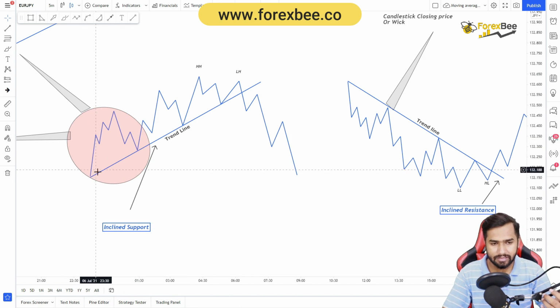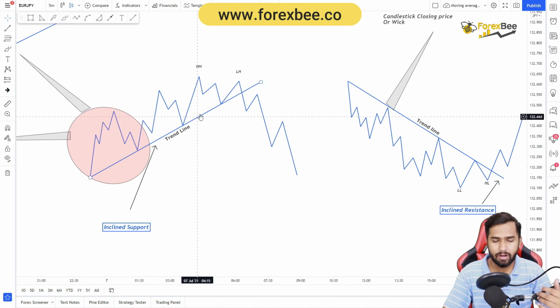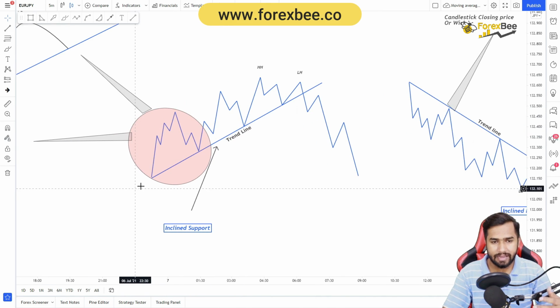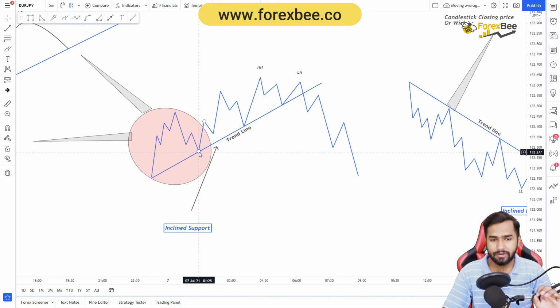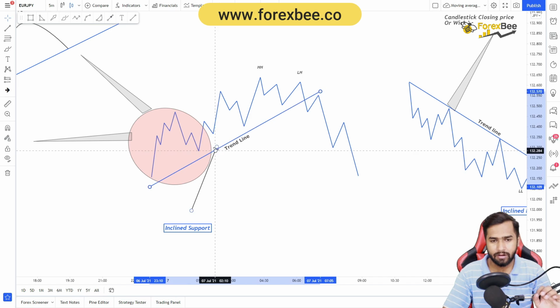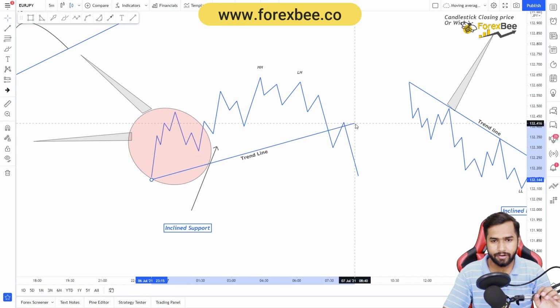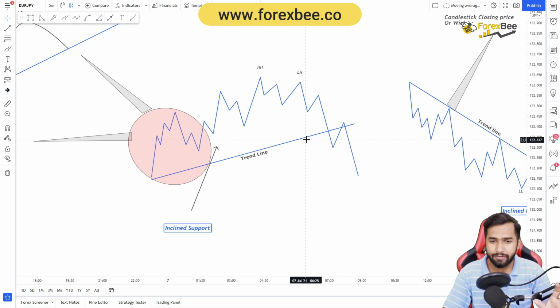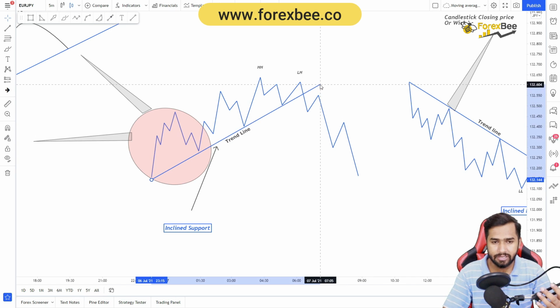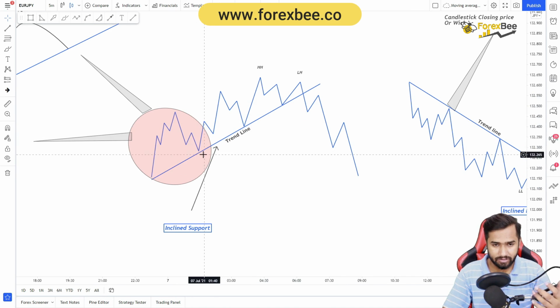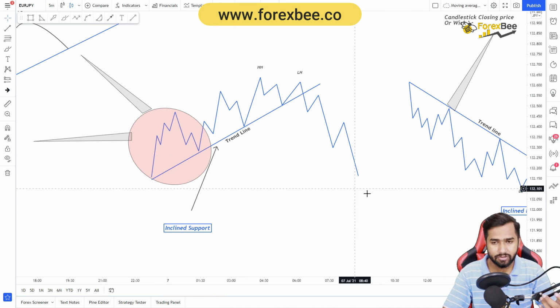So here you can see this is our lower low and this is our higher low, and again this is our higher low. So our trend line is touching all these 3 points. That's why we can say that this is a valid trend line. If there was a trend line which was not touching them and it was somewhere around here, this is not a valid trend line. It's a valid trend line only if it's touching the swing points.